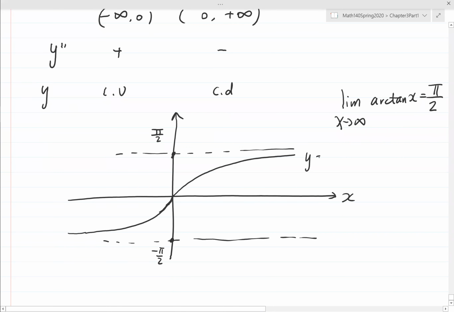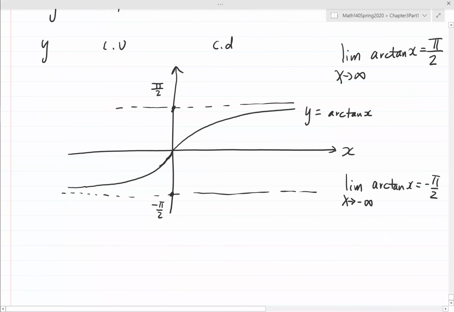So this is y equals arctan x. This is the graph of arctan x. It has horizontal asymptotes. The limit as x approaches negative infinity of arctan x is negative pi over 2, so the graph gets close to negative pi over 2.